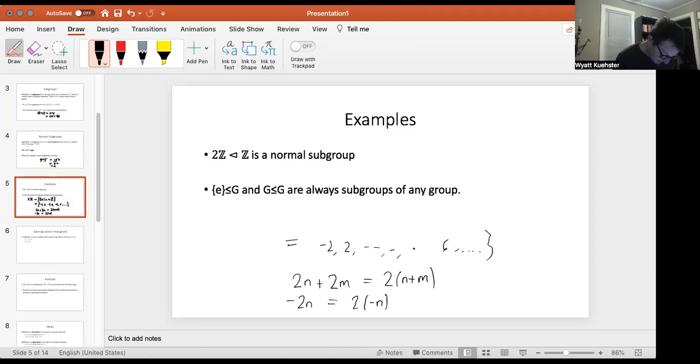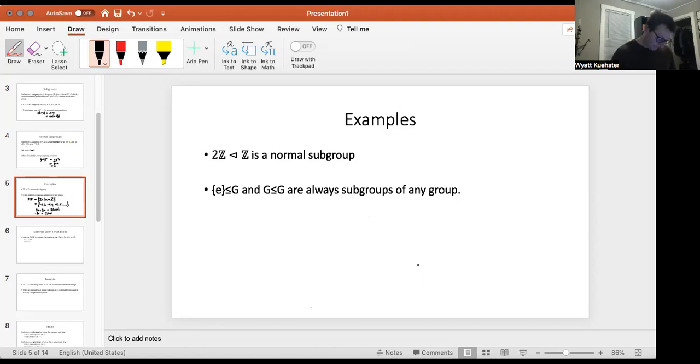You always have two subgroups that are trivially there. One of them is the identity. The identity is always a subgroup of any group. It's the smallest subgroup that you can ever have, and it's obviously a subgroup because there's nothing to check. And then there's also G itself, which is also always a subgroup, again because there's kind of nothing to check. It's definitely closed under multiplication because it was already a group.